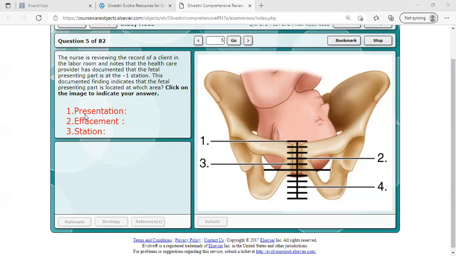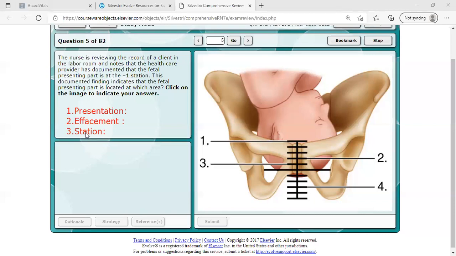If I ask you, what is presentation? Presentation means the part of the fetus that is coming first. Like in this picture, vertex is the presentation. Vertex will come first, the head will come first, we call it vertex. What is effacement? Effacement means thinning of the cervix. So cervix thinning indicates labor is progressing. And now, station. What is station?